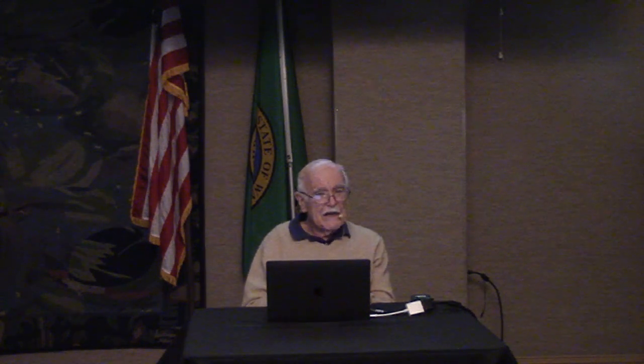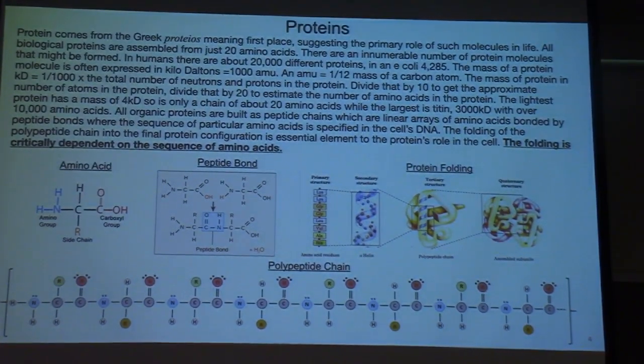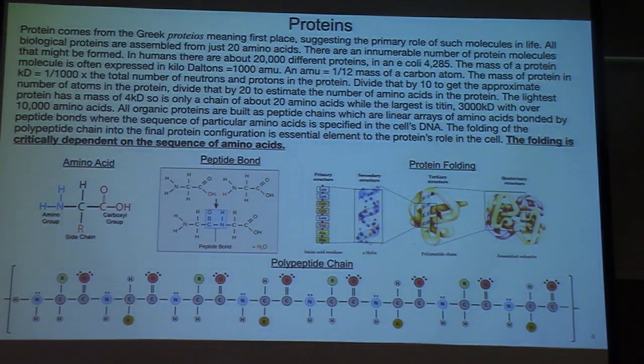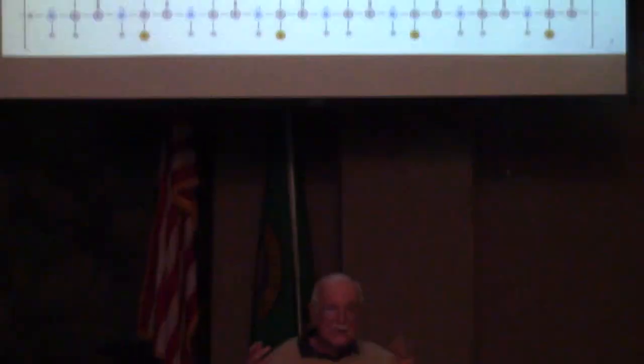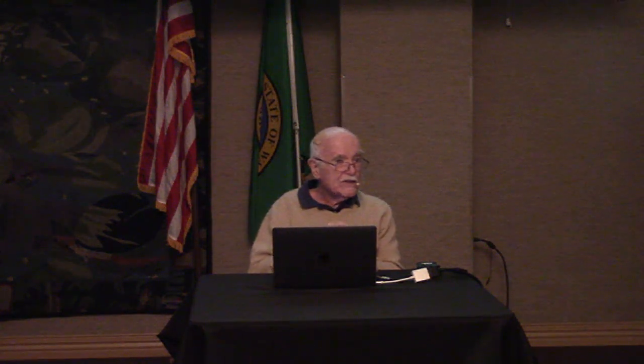So protein comes from the Greek proteus, meaning first place, and suggests the primary role that these molecules might play in life. All biological proteins are assembled from just 20 amino acids. Of course, from 20 amino acids, any arbitrary number and arrangement could give you a nearly infinite number of different kinds of proteins. In ourselves, we have about 20,000 different proteins, and E. coli, that simple bacteria that we've been using, has about 4,300.